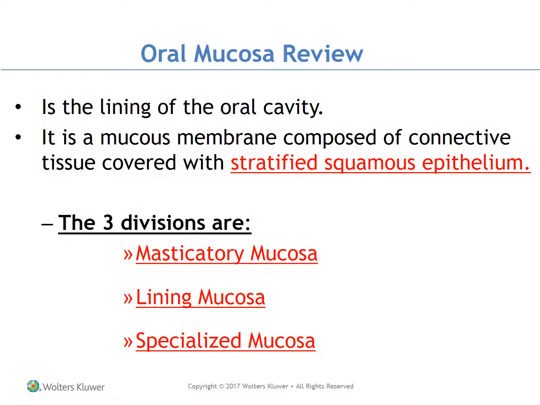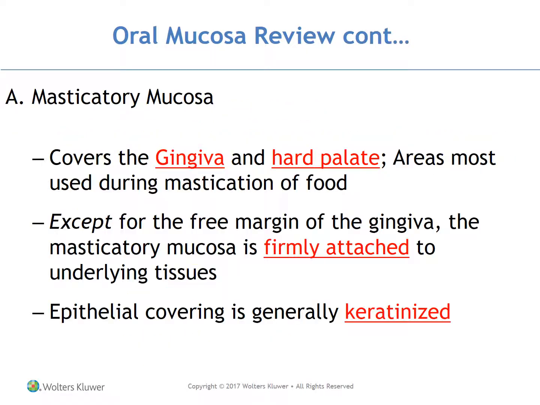All right, oral mucosa review. The oral mucosa is the lining of the oral cavity. It is stratified squamous epithelium. It's composed of connective tissue that's covered by stratified squamous epithelium. There are 3 divisions: masticatory, lining, and specialized. Masticatory mucosa covers the gingiva and the hard palate. That's going to be our keratinized, right? It's going to be firmly attached. It's going to be able to withstand chewing.